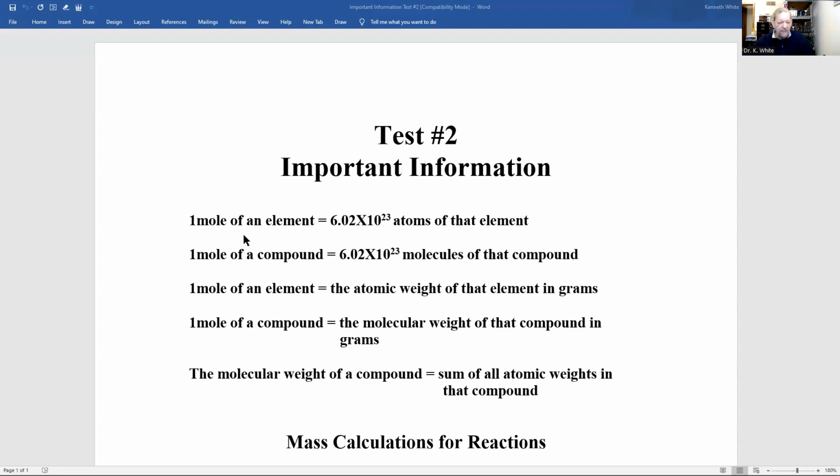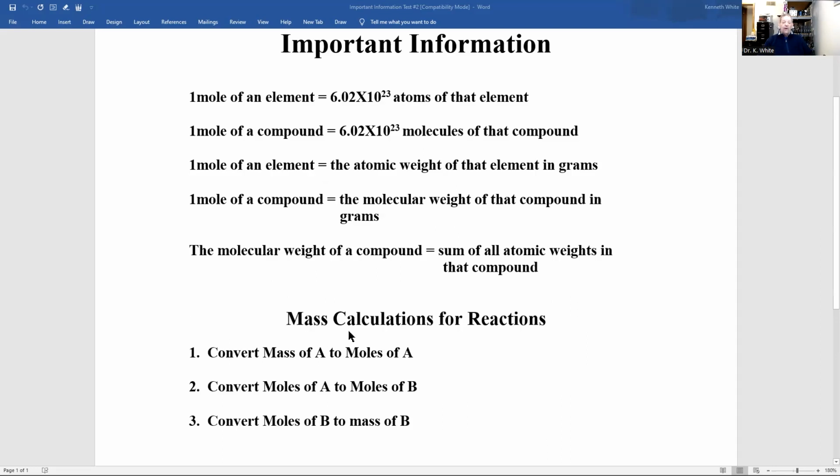atoms of that element. 1 mole of a compound equals Avogadro's number, 6.02 times 10 to the 23rd molecules of that compound. 1 mole of an element also equals the atomic weight of that element in grams, and 1 mole of a compound equals the molecular weight of that compound in grams. And the molecular weight is the sum of all atomic weights.